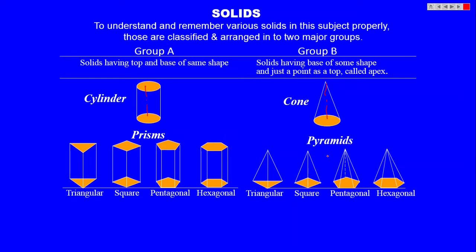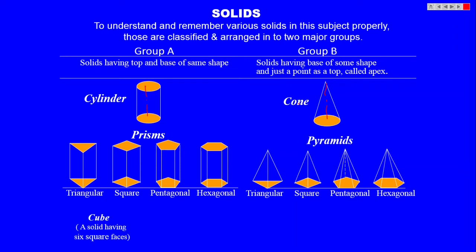And in the case of the same type of solids, which is coming under group B, are known as pyramids. For pyramids, the base having a particular polygonal shape, then at the top there is only a point. That point is known as the apex of the pyramid. These are the triangular pyramid, square pyramid, pentagonal pyramid, then hexagonal pyramid, etc. These are the different categories of pyramids. And these pyramids are coming under the group B categories of solids.